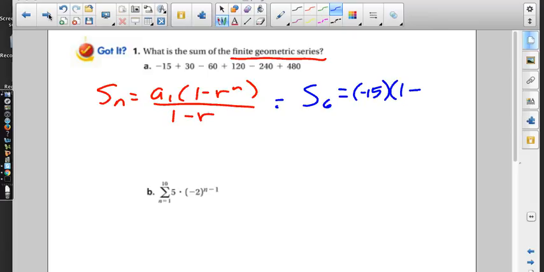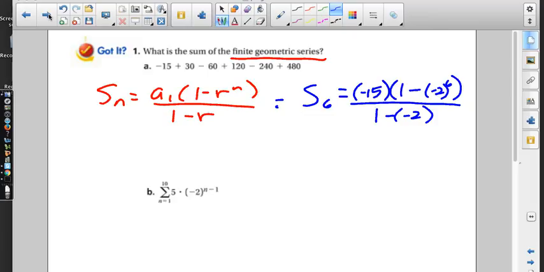What is r? Times -2. -2. Yeah. And we said we're going to do that 6 times. I got it. All right. Now let's do that little bit of math in our head so we don't have to punch it in. 1 minus -2 is 3.